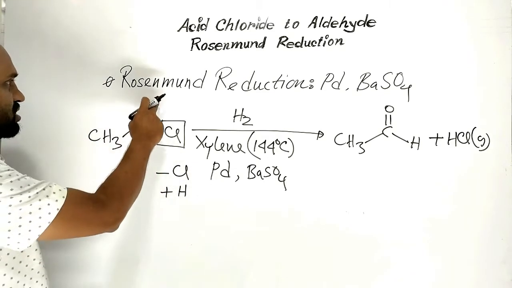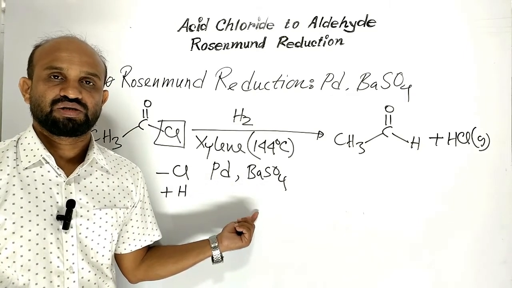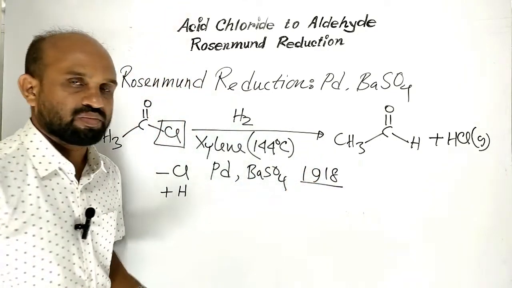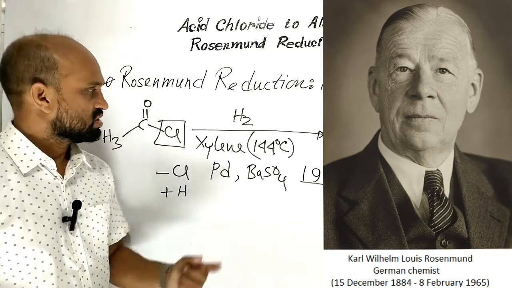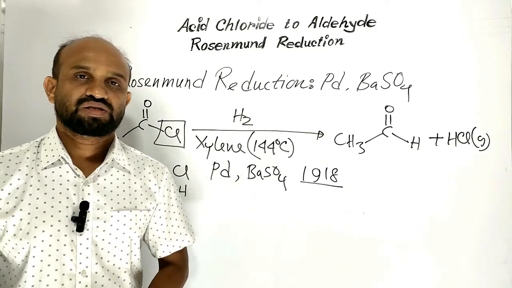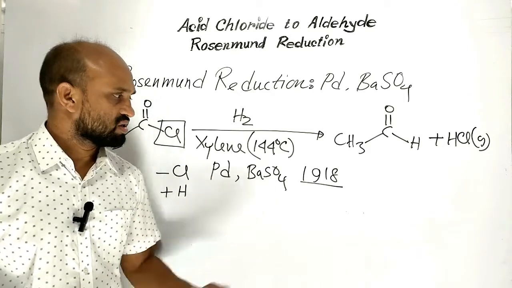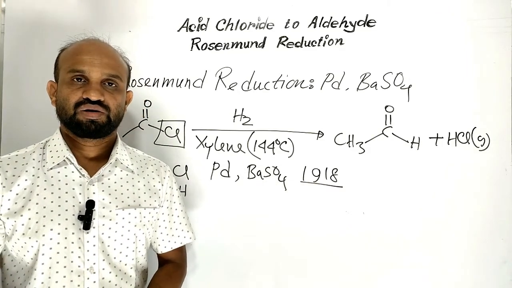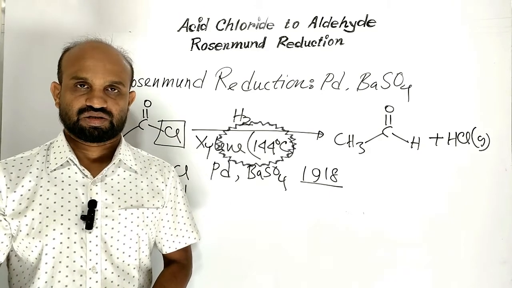But why Rosenmund reduction? This reaction was first reported in the year 1918 by German chemist Karl Rosenmund. That is why this reaction is named Rosenmund reduction after German chemist Karl Rosenmund, who first reported it in the year 1918. Let's see some more examples of Rosenmund reduction.